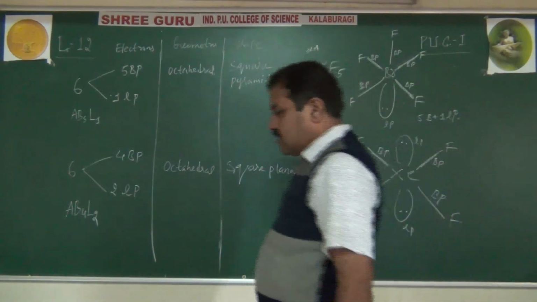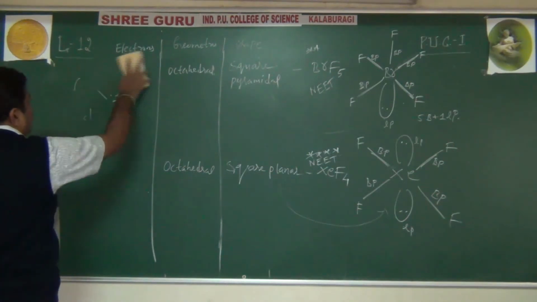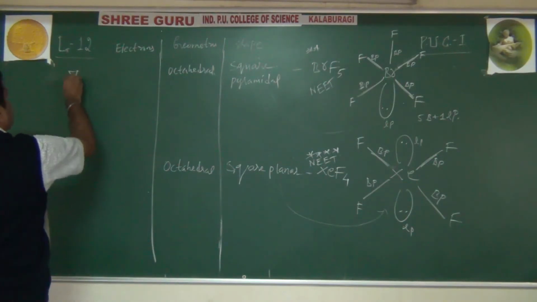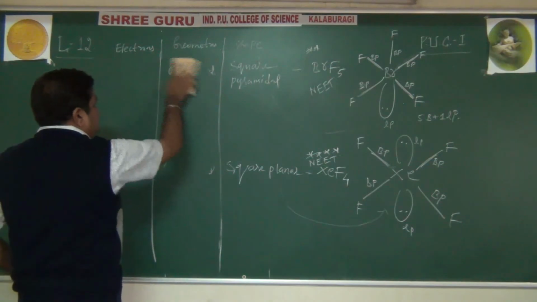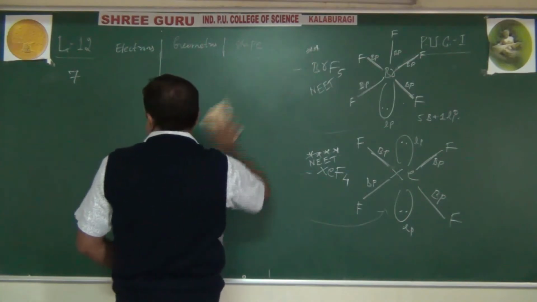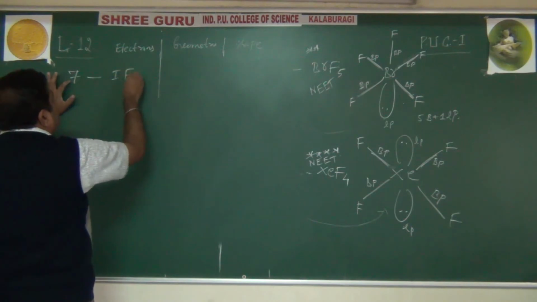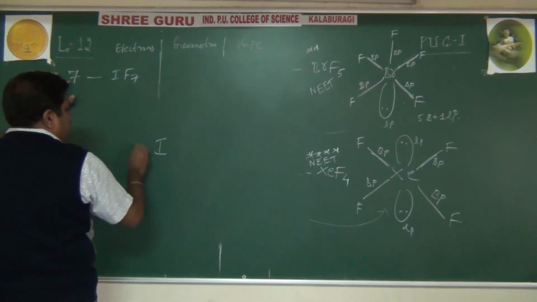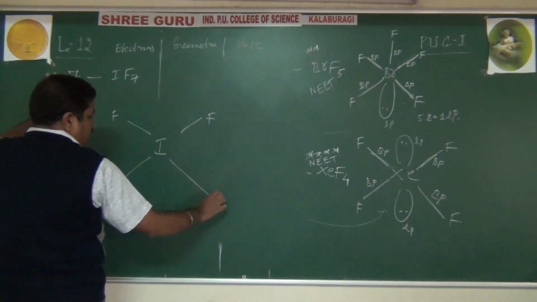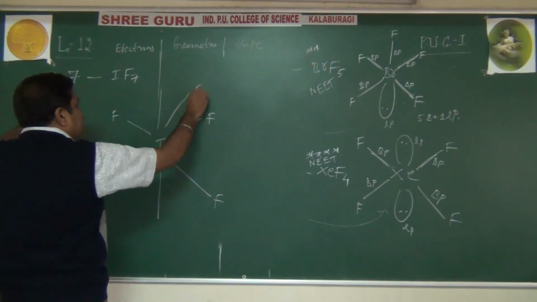Okay? Right. Now, one last example which is very, very important and was asked in IIT once. What is that last one? If there are 7 pairs, for these 7 pairs there is no deviation. Got it? But if all are bonding pairs, iodine heptafluoride. See here, 1, 2, 3, 4, the first 4 are at 90, 90, 90. Then 5, 6. And this is like this.